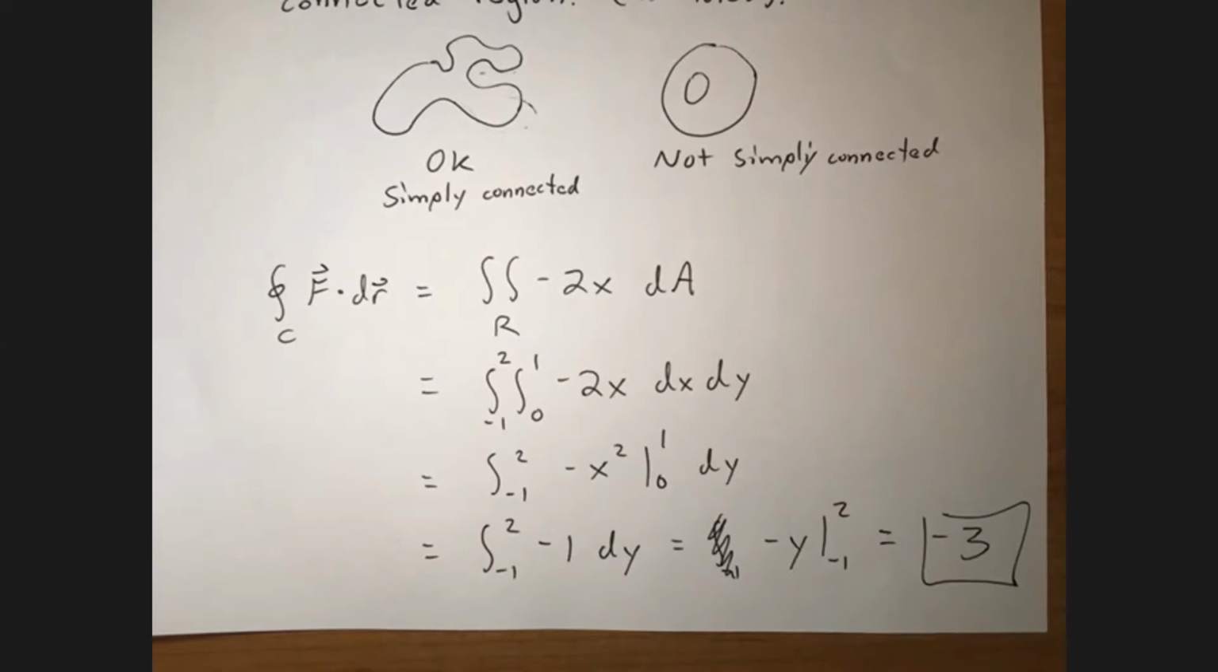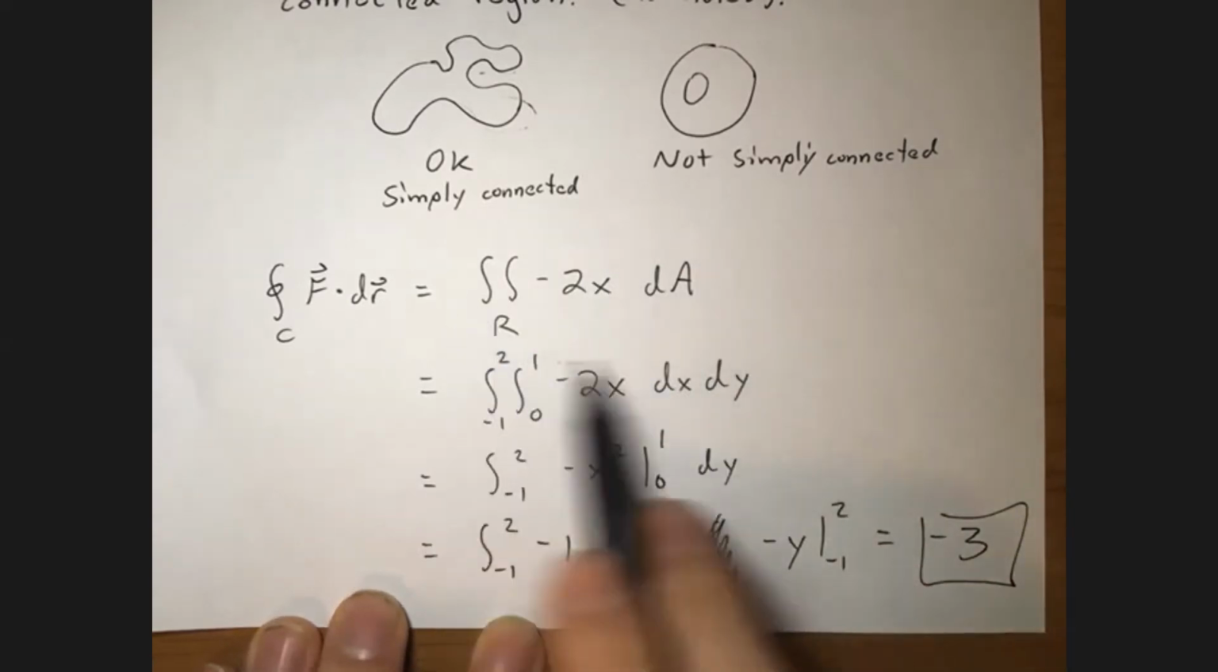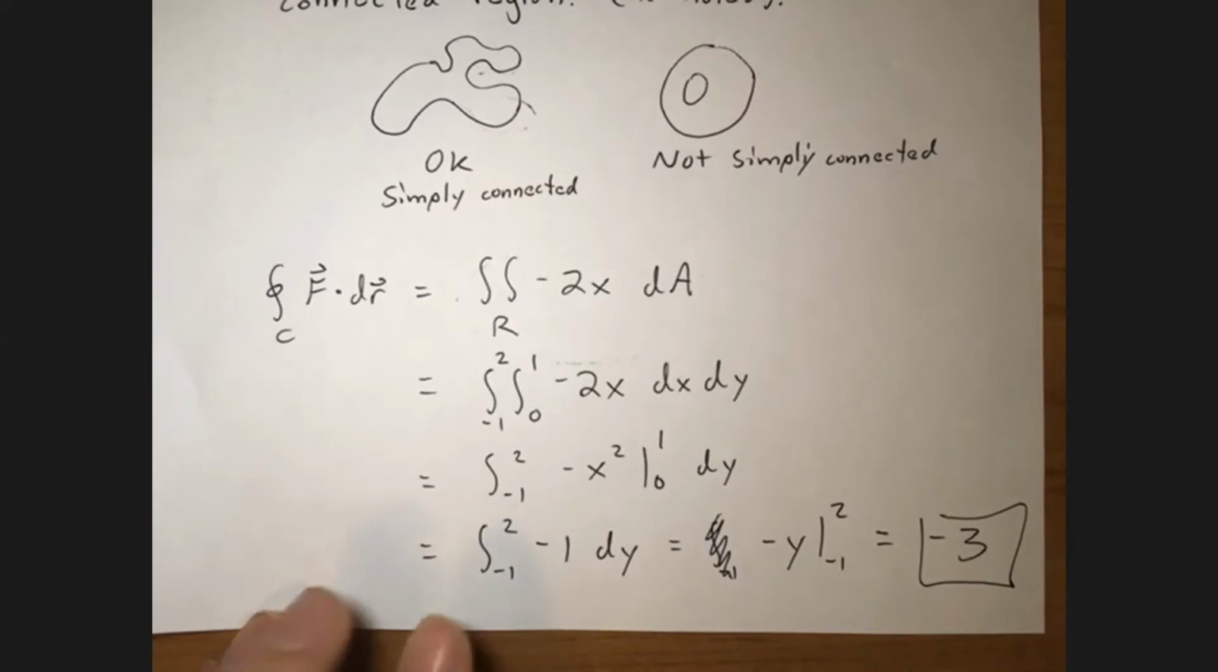So Green's theorem is amazingly powerful if you satisfy the assumptions. It has to be a simply connected region. And then you can do the line integral by doing a double integral over the area. So that's an amazing theorem. Very cool.